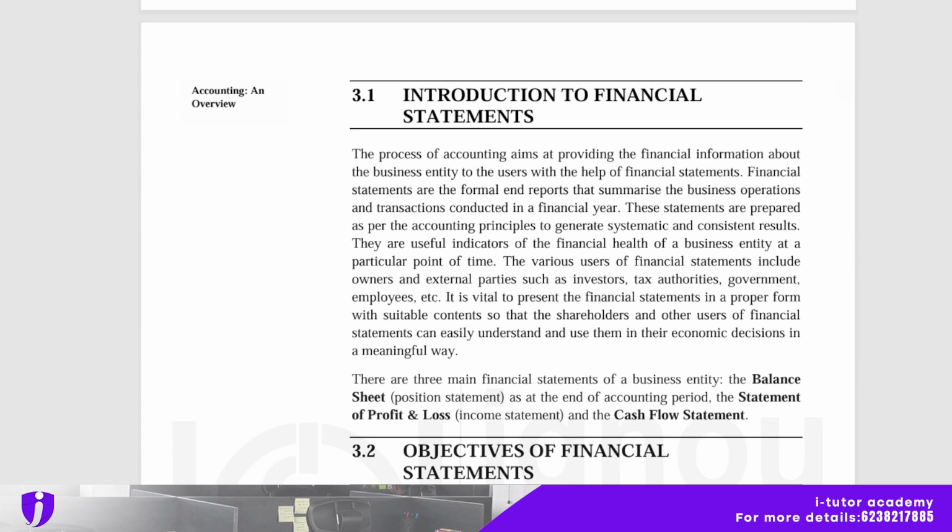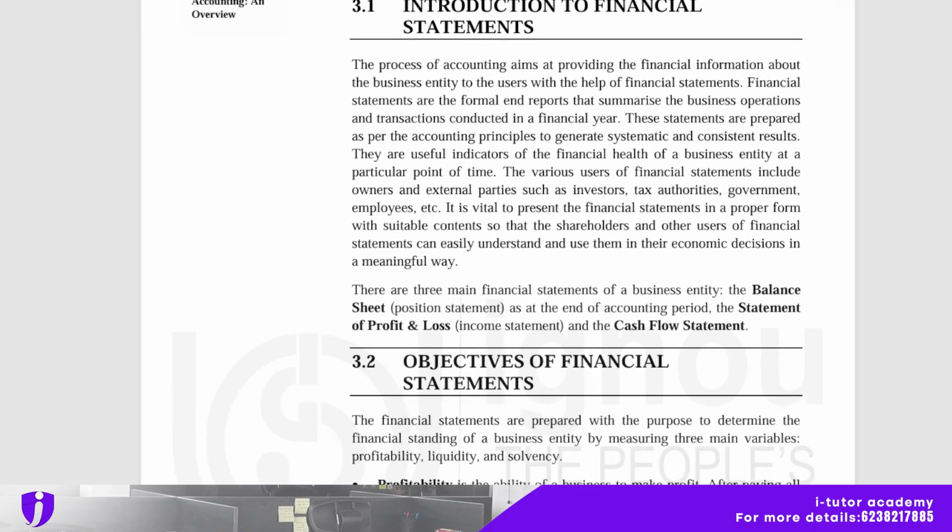Introduction to financial statements. The process of accounting aims at providing the financial information about the business entity to the users with the help of financial statements. Financial statements are the formal end report that summarize the business operations and transactions conducted in a financial year. These statements are prepared as per the accounting principles to generate systematic and consistent results. They are useful indicators of the financial health of a business entity at a particular point of time.